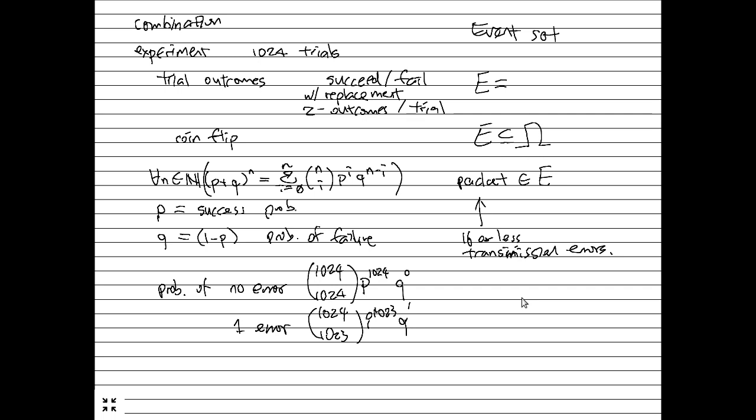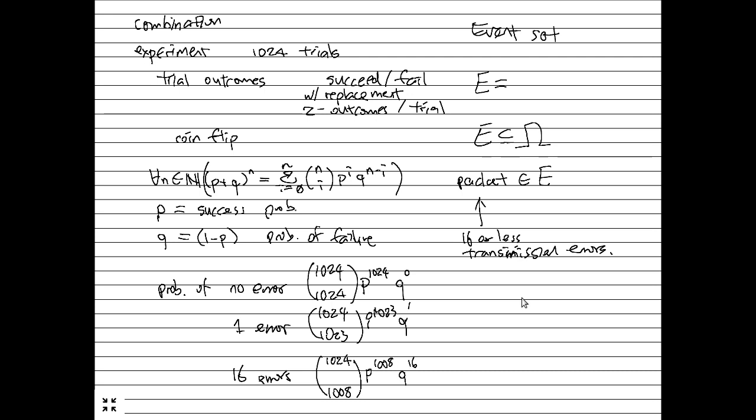Do you want me to enumerate, meaning list every single possible one, or do you think I can just skip to the very last one? Let's skip to the last one. So the last one that I can still accept is up to 16 error bits. And what is that going to look like? Of the 1024 bits being transmitted, 1008 are successful, which means p has to be raised to the power of 1008, and q has to be raised to the power of exactly 16.